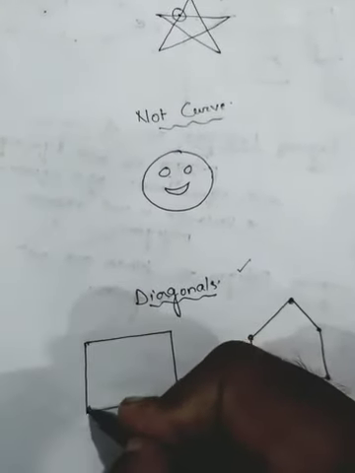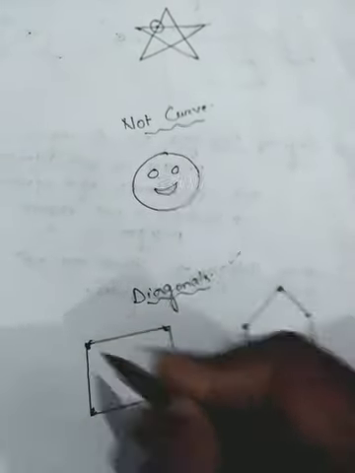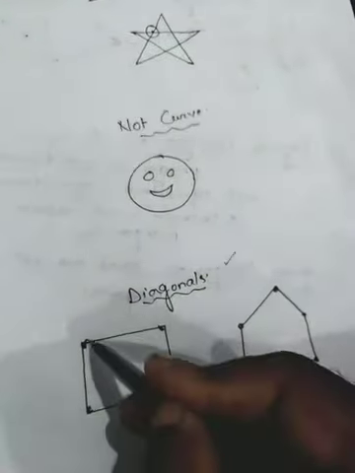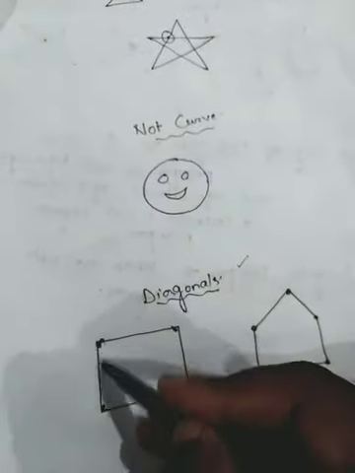So a diagonal is a line which joins the opposite vertices. So these are all the vertices. I guess you remember, students. The other name of vertices is corners. So how many corners is this figure carrying?